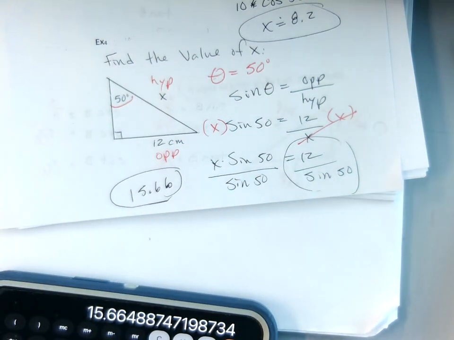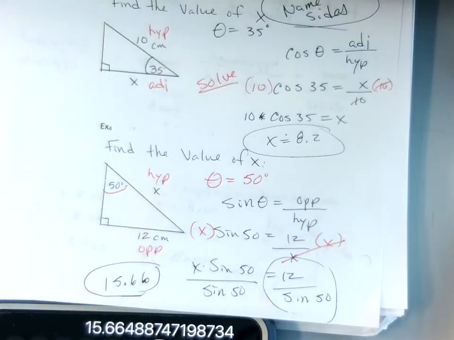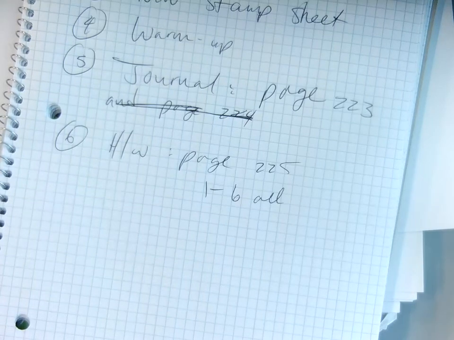You guys have work. You don't have a lot of problems for you. Let me stop my recording and I'll get the homework to you. Okay? So page 225. We're going to do 1 to 6 all.